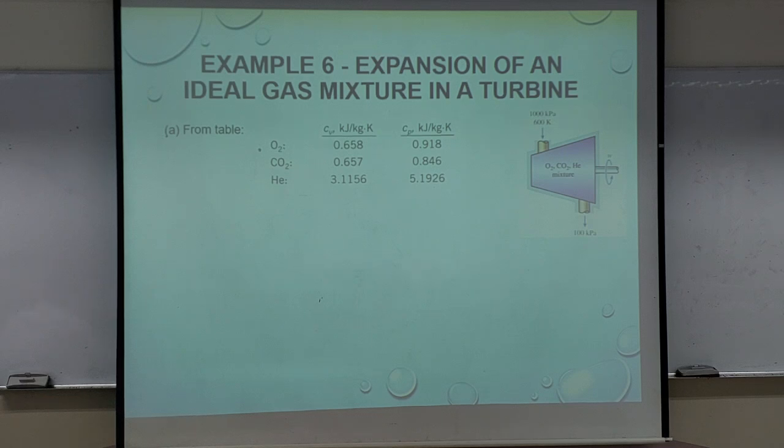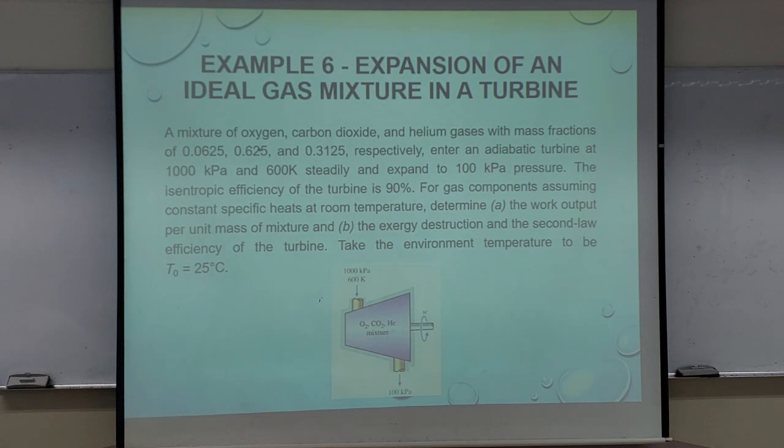Okay, shall we discuss this one? Alright, so here you have a mixture of oxygen. This one is a bit similar to example 4 just now, but this should look more familiar to you than example 4 because you have been learning about this for the past weeks. A mixture of oxygen, carbon dioxide and helium gases with mass fractions of these respectively enters an adiabatic turbine at 1000 kilopascal and 600 Kelvin, steady, and expands to 100 kilopascal pressure.